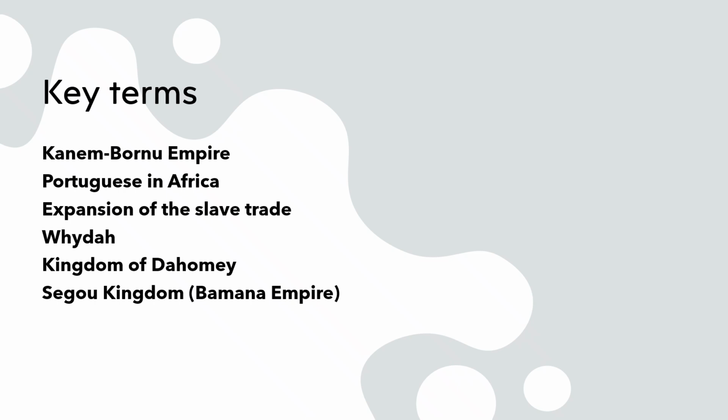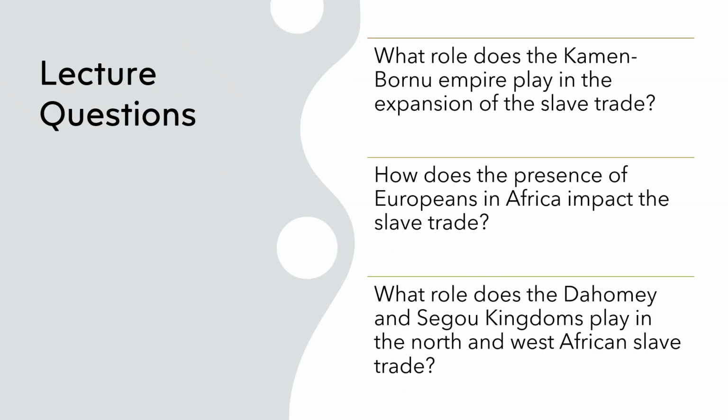So here are key terms for this lecture, not too many, but we are really focusing specifically on the African slave trade. Lecture questions: What role does the Kanem-Bornu Empire play in the expansion of the slave trade? How does the presence of Europeans in Africa impact the slave trade? And what role do the Dahomey and Songhai kingdoms play in the North and West African slave trade?